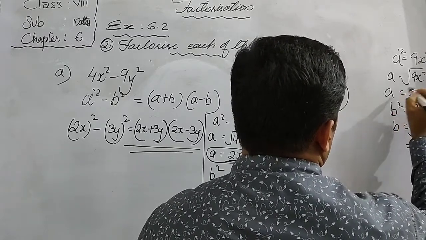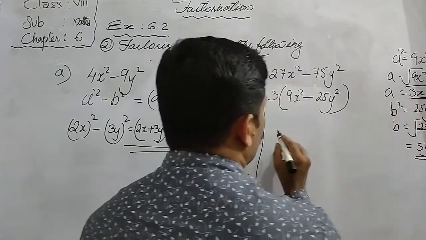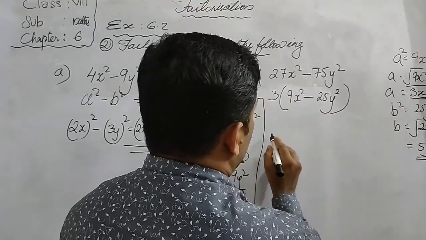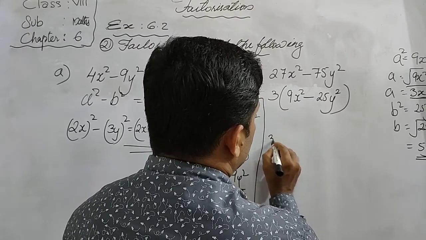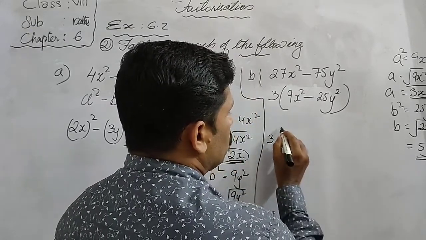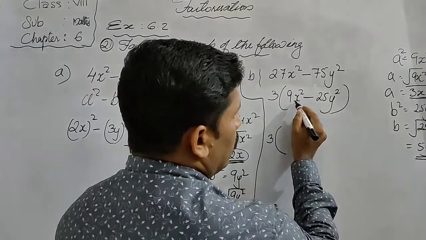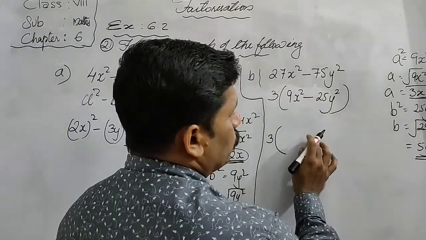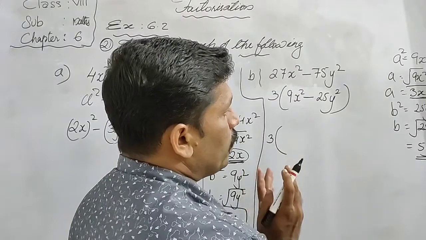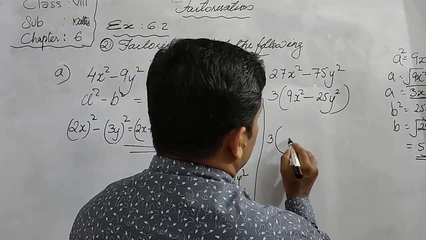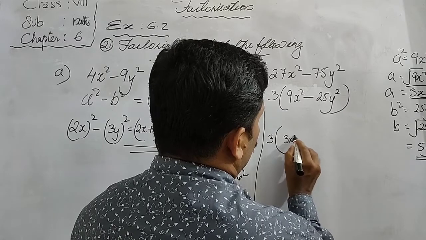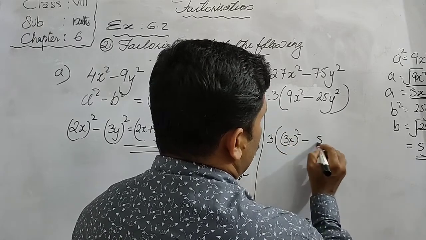So here a is equal to 3x and b is equal to 5y. So we can write this in the form of a square minus b square, that is equal to 3 into 9x square minus 25y square, where 3 is a common factor that we have taken out here. After factorizing a square minus b square, we can write in this format, that means (3x) all square minus (5y) all square.